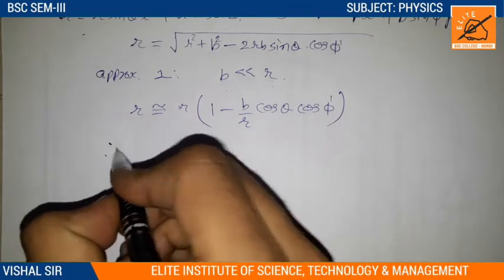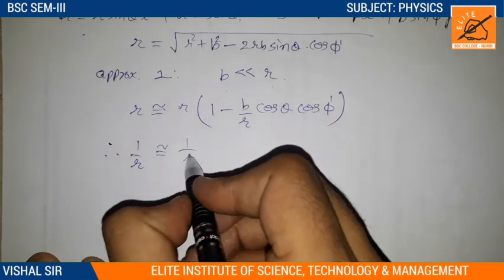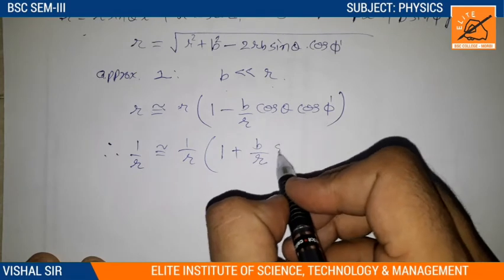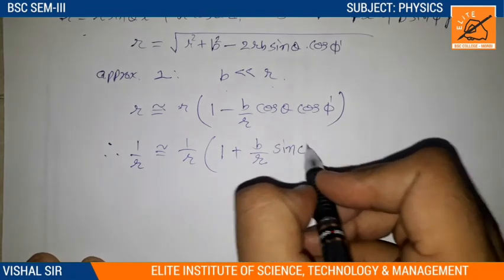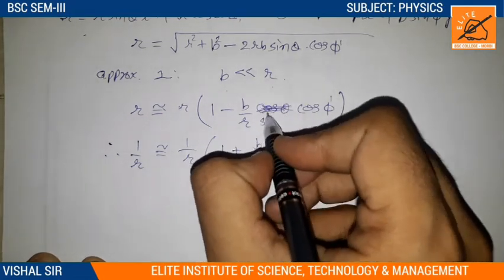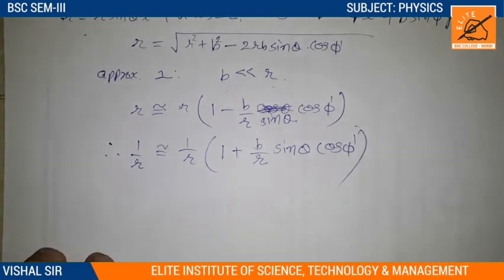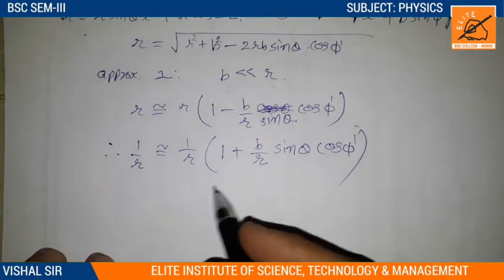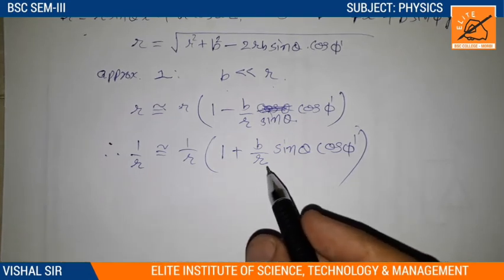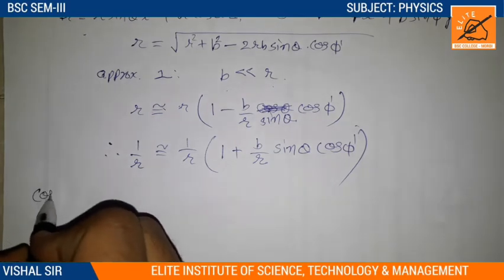Now what will be the 1 upon r? 1 upon r is equal to 1 upon r into 1 plus b upon r sin theta into cos phi dash. Here also it will be sin theta. Okay, so this way we get 1 upon r.